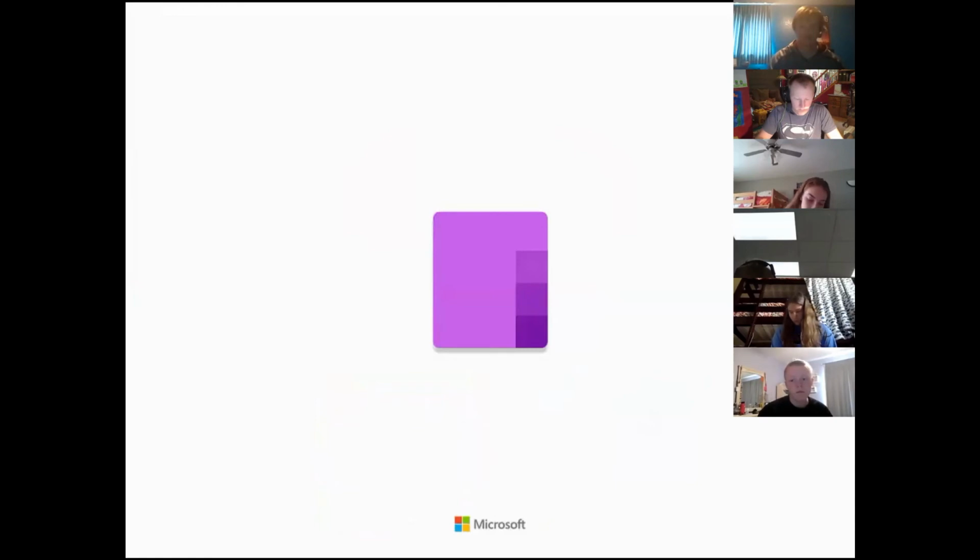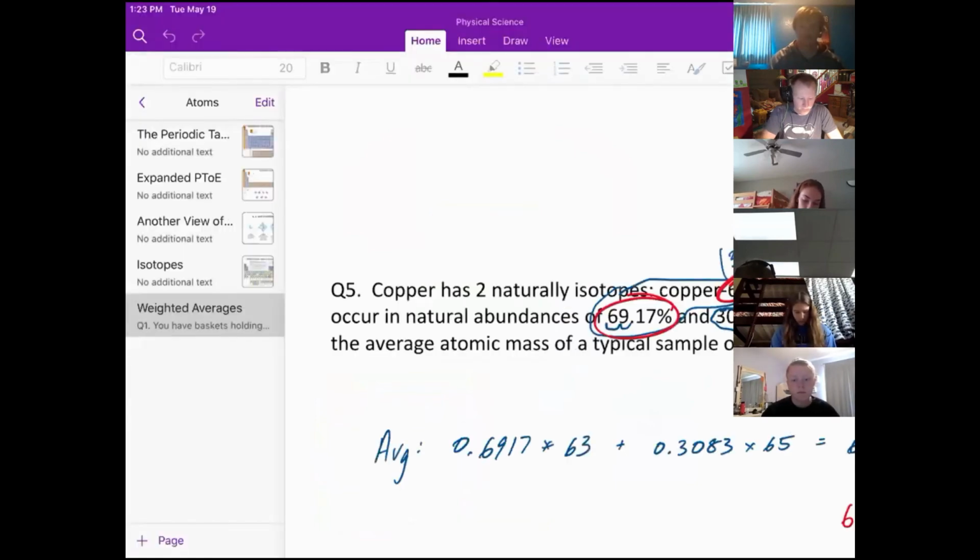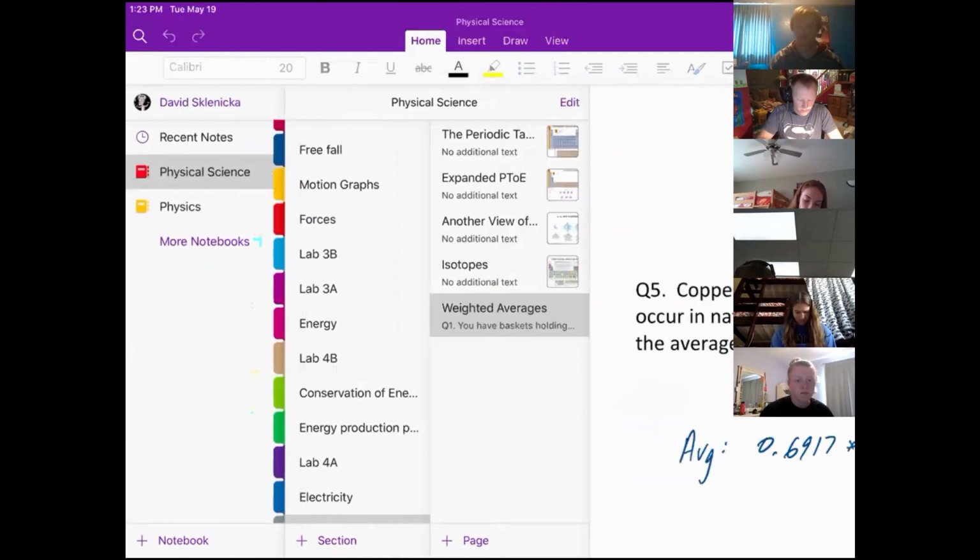It doesn't have to be the bridge, does it? Okay.